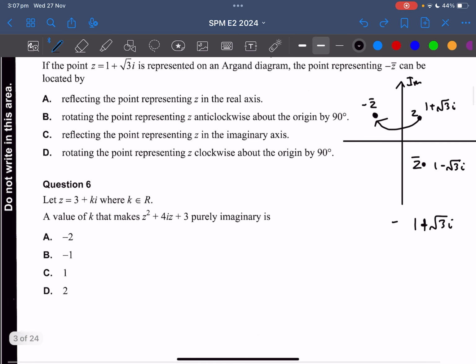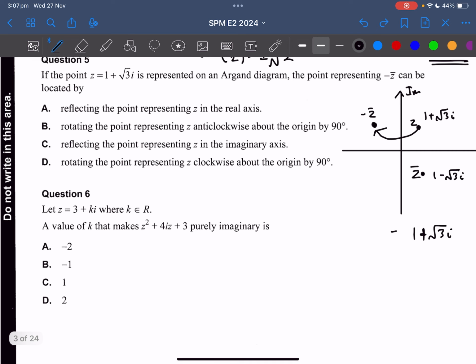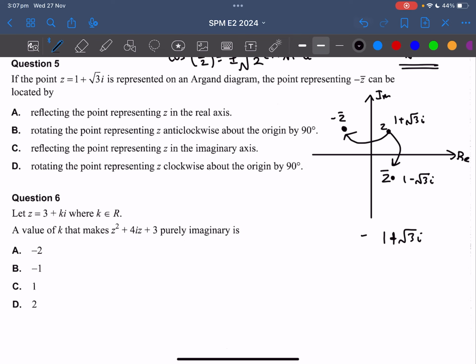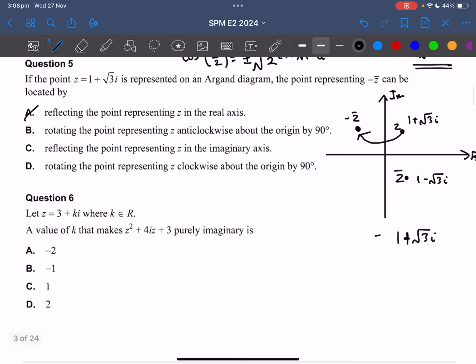So let's see which one matches. Reflecting the point representing z in the real axis. No, we are not reflecting like that. We are reflecting like this. So no, it can't be that. Rotating the point representing z anti-clockwise about the origin by 90 degrees. We don't know the angle between these two, so I'm gonna leave that for now.